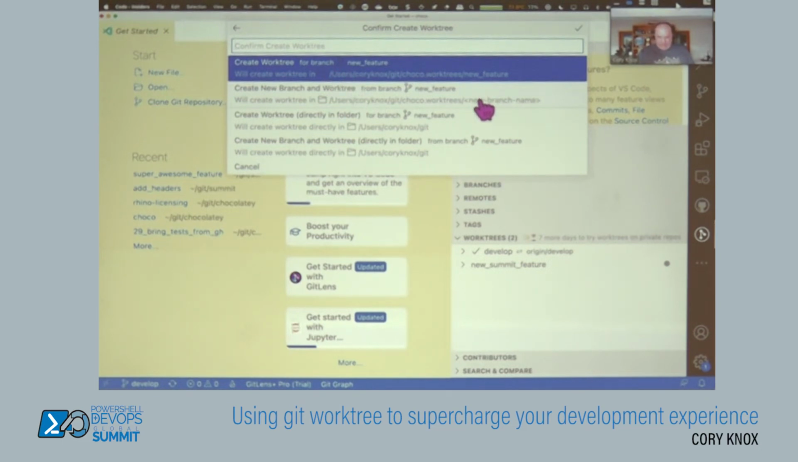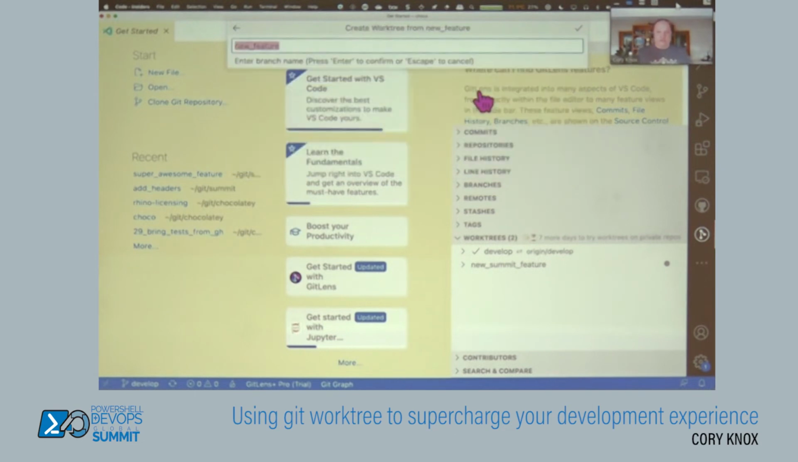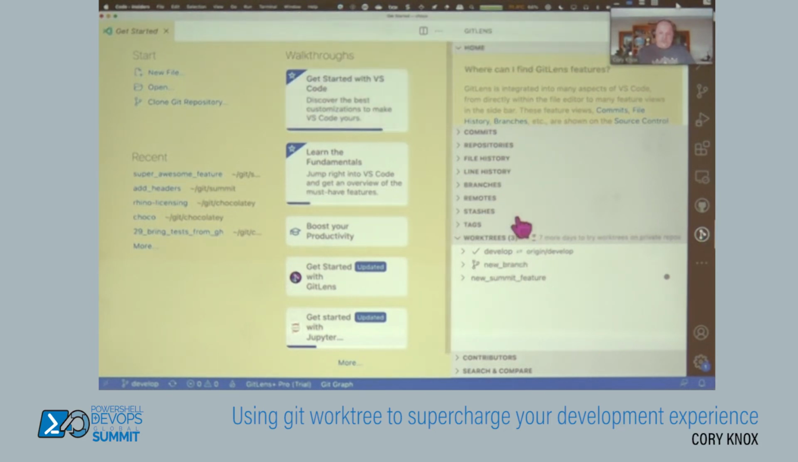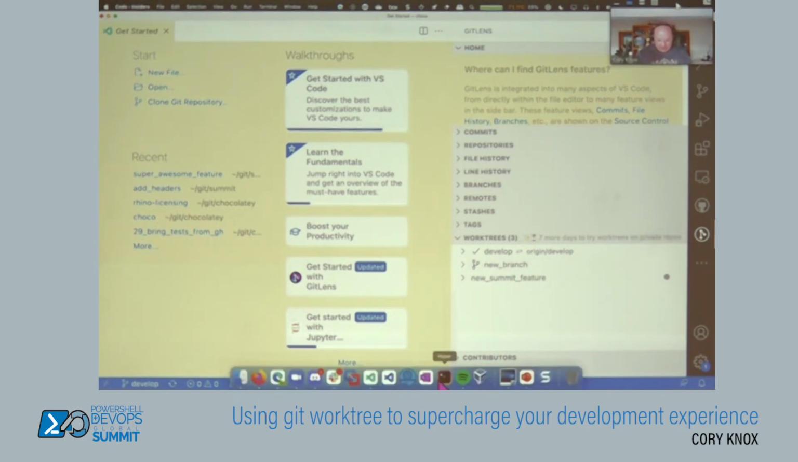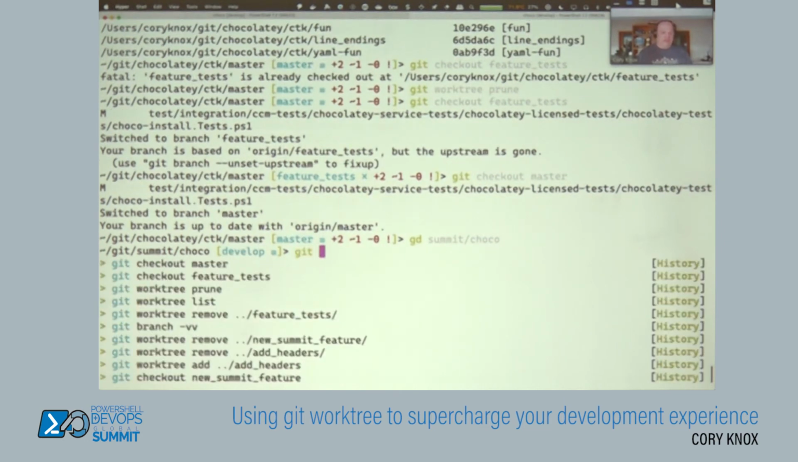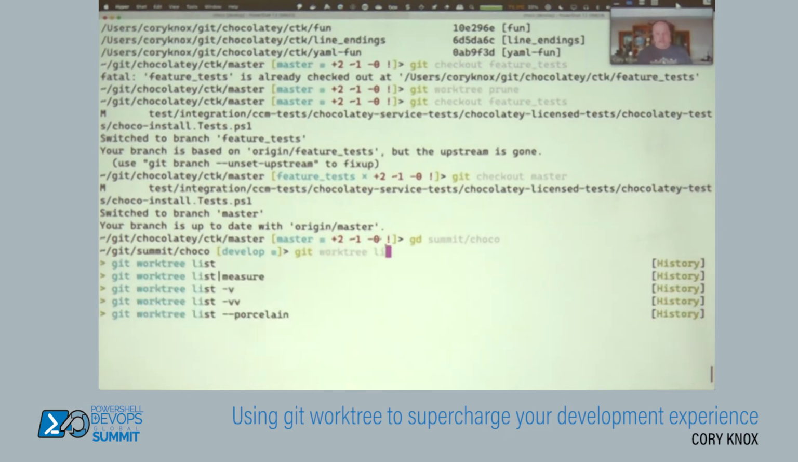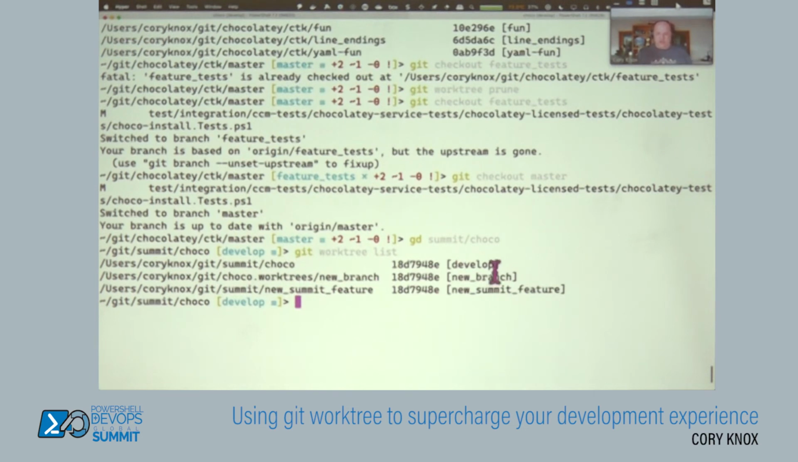And I'm going to choose to create a work tree in that location, and it'll ask a few questions about how you want to create it, whether you want to create a new branch for it. I'm going to choose to create a new branch and a work tree. It's going to ask us what the new branch name is, and I'm just going to call it new branch. That's going to go ahead and create that new branch for us. And if I come back here and do git worktree list, I can see that that new branch has been created there.